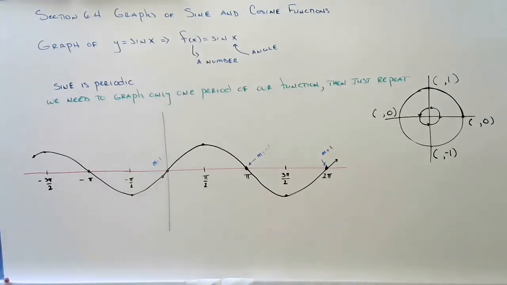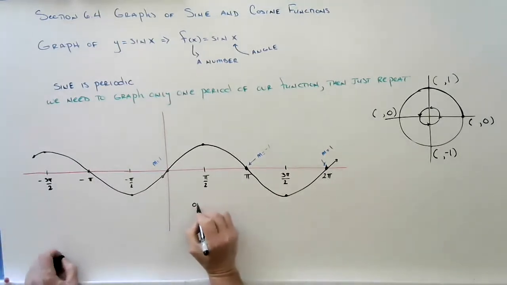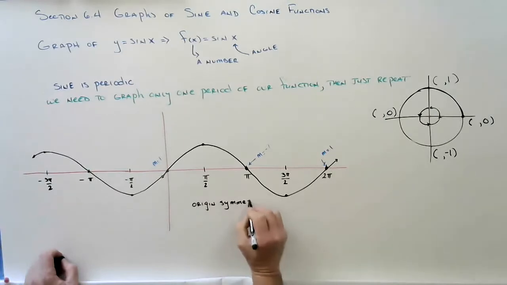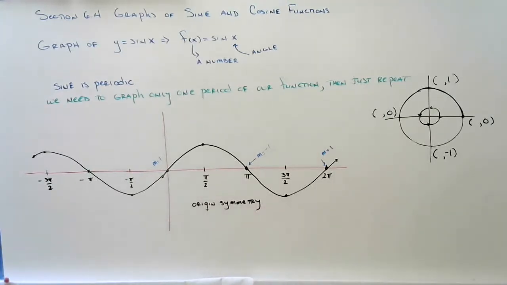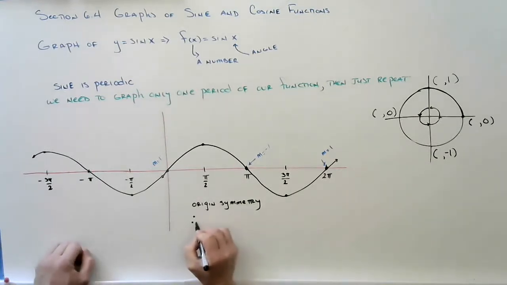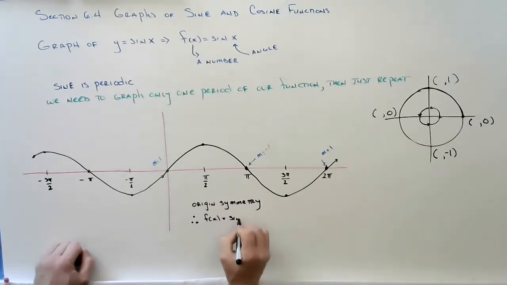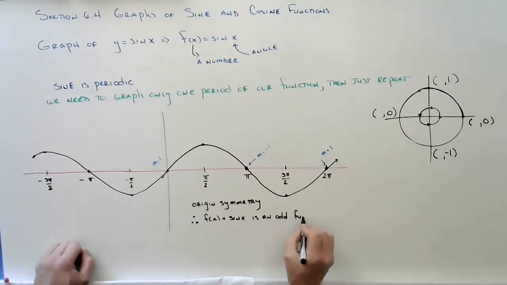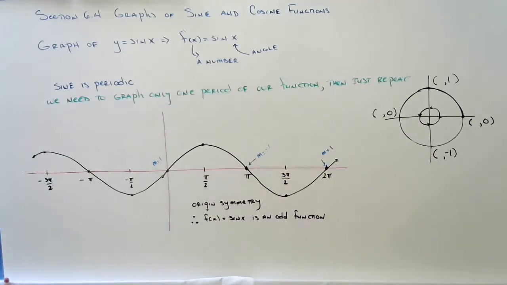And if you take a look at that graph, we have origin symmetry. That graph has origin symmetry. What does that mean? Therefore, f of x equals sine x is an odd function. So sine is odd.